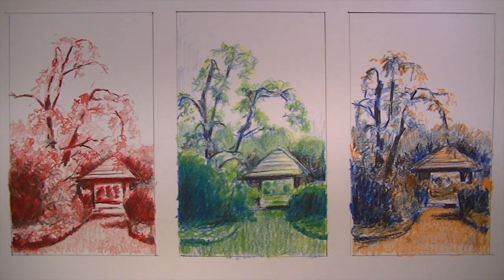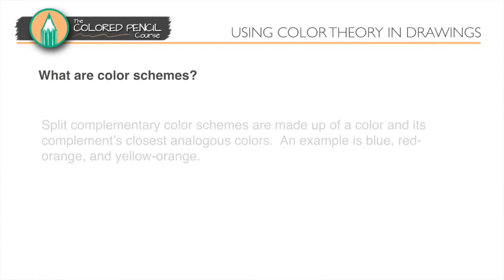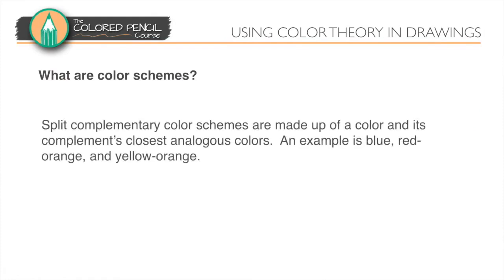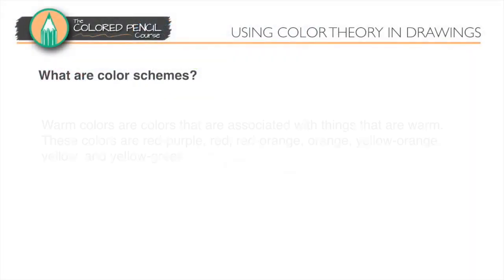These are 3 different possibilities for using color schemes in your composition. Of course, other possibilities exist. Split complementary color schemes are made up of a color and its complement's closest analogous colors. An example is blue, red-orange, and yellow-orange. Blue is directly across from orange, meaning that orange is the complement of blue. If we look at the two colors that are closest to orange, yellow-orange and red-orange, we can find the split complementary color scheme: blue, red-orange, and yellow-orange.